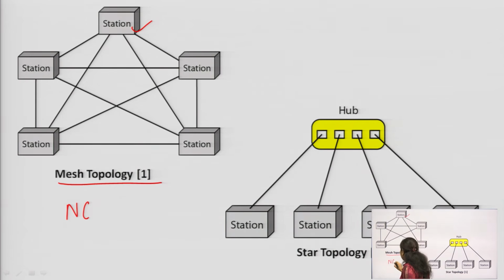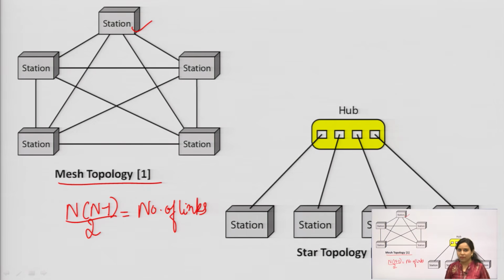That formula is n into n minus 1 divided by 2, which is the number of links that have been set up in a mesh. What is n? n is the number of nodes that are connected in a particular network. Like here 5 nodes are there, then you can calculate the number of links. This is the mesh topology.